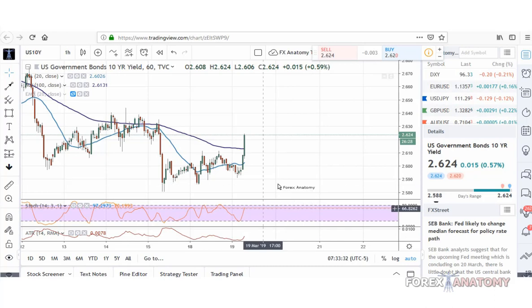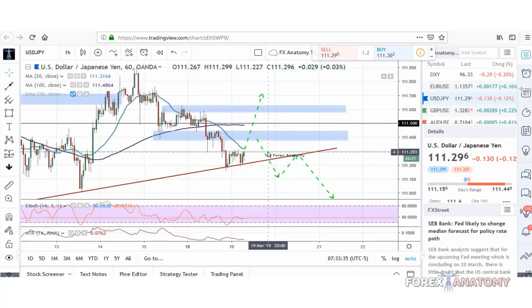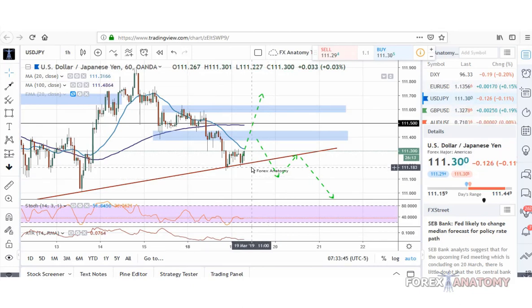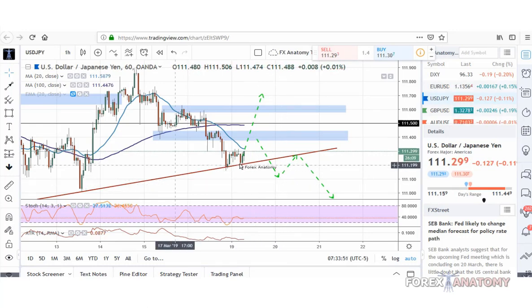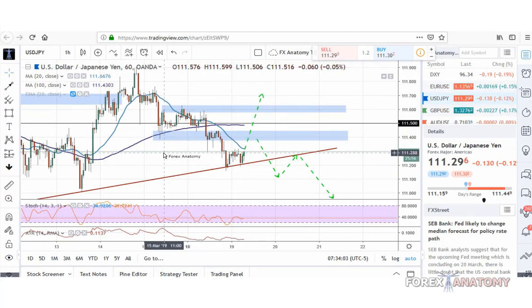So then, as far as the US dollar Japanese yen goes, right now we're still in wait and see mode. And if price does break and close below this ascending trend line support, then we want to look for an opportunity to short this pair on a retracement in price. However, we may get a continuation of that push higher, just like what we saw with the US 10-year Treasury yields. We may see a push or a pop to the upside, and if that is the case, then we want to be extra cautious when it comes to selling.